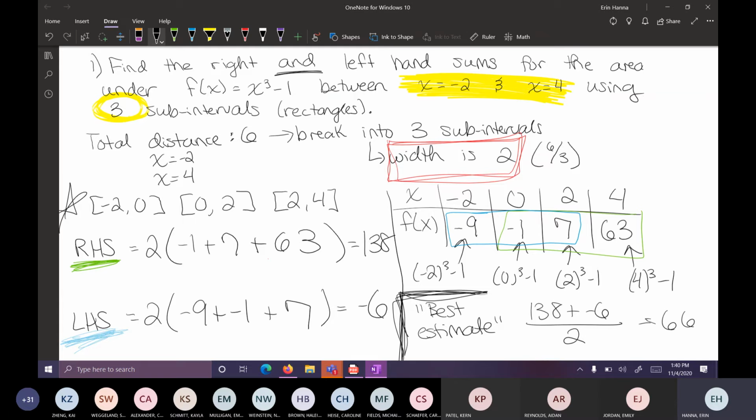Now notice, the reason those numbers are very different is because we're not using a lot of subintervals. So the fewer subintervals you use, the worse your estimation. Notice there's a huge gap between -6 and 138. Those are two very bad estimations, but if we average them together, we get a better one. Questions, concerns?